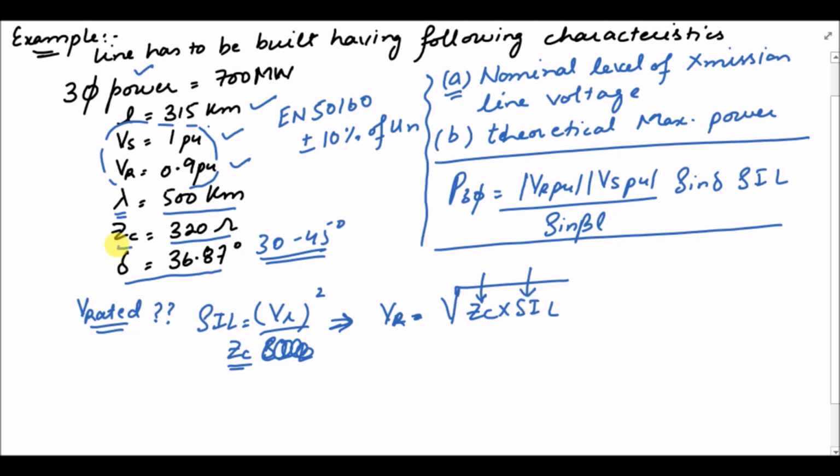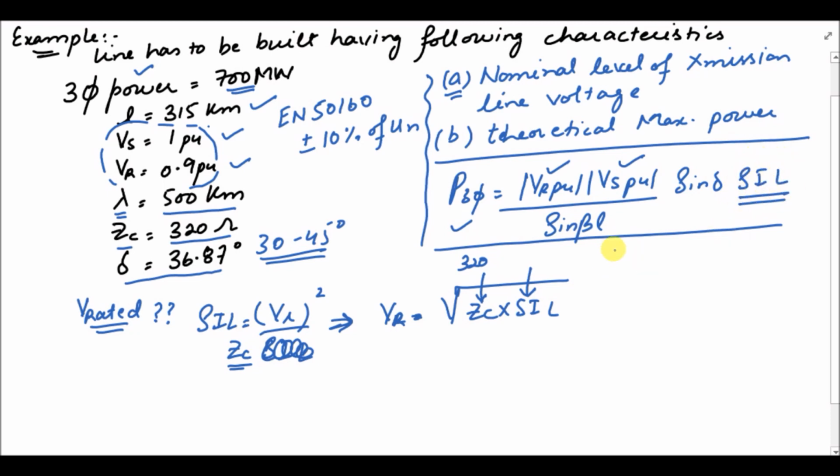But from the question we already know that the surge impedance or the characteristic impedance of a lossless line is 320 ohms, but we do not know the surge impedance loading value. So from this formula we can easily calculate the surge impedance loading value, because we know that we have to transmit the three-phase power which is equal to 700 megawatt. The receiving end voltage is 0.9, the sending end voltage is 1 per unit. Sin beta L, we have to calculate the beta L value and the surge impedance loading value.